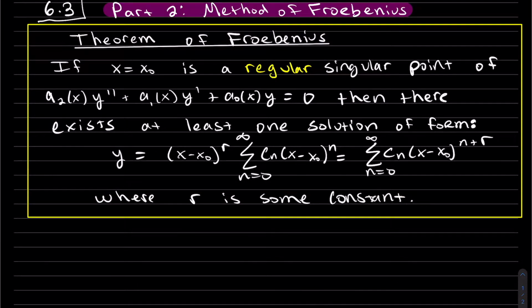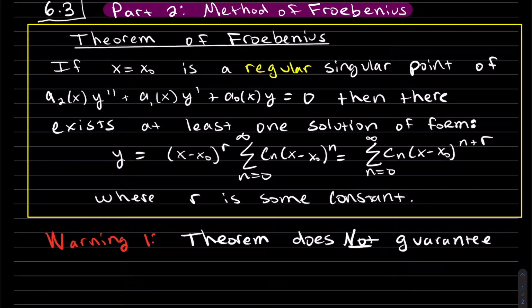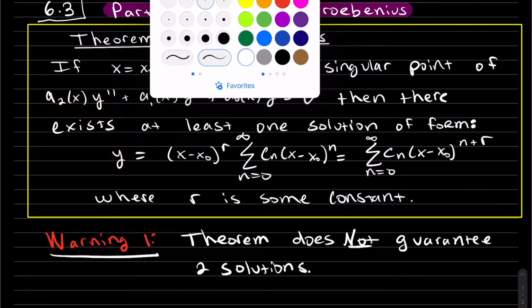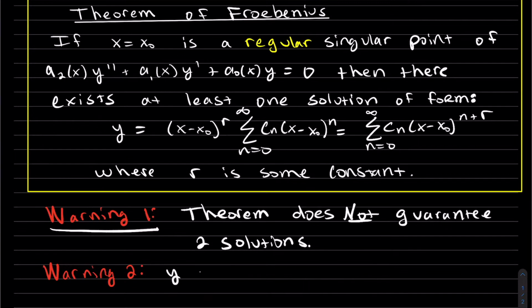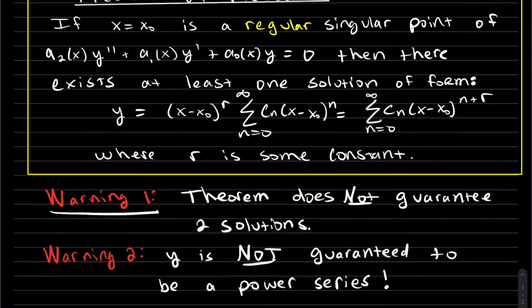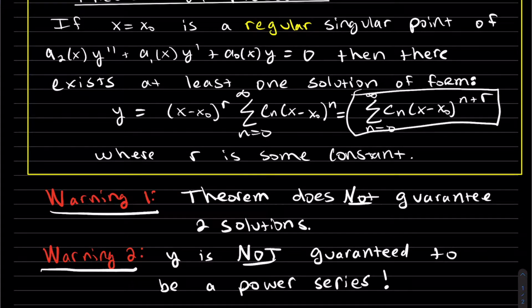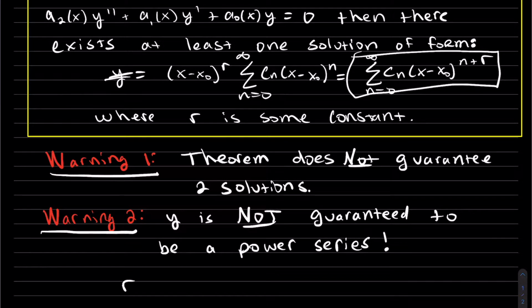So a couple of warnings. The first warning is the theorem does not guarantee two solutions. It says right here there exists at least one, maybe two. It doesn't say that, but that's what's understood. The second warning is that y is not guaranteed to be a power series. Even if we start off with this and plug in the first derivative and the second derivative, your solution could turn out not to be a power series. So that can happen. And r can be negative, a fraction, or complex, etc.